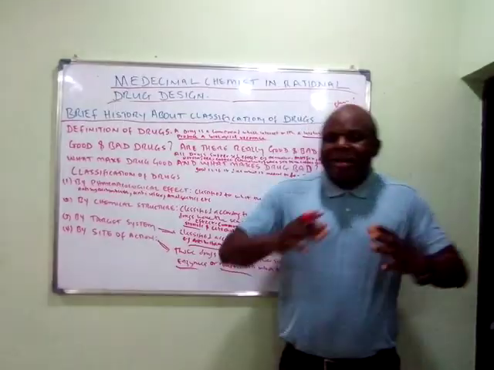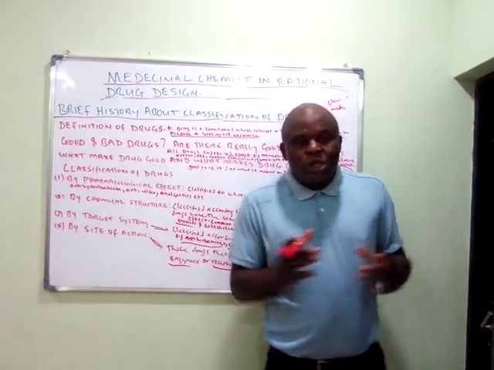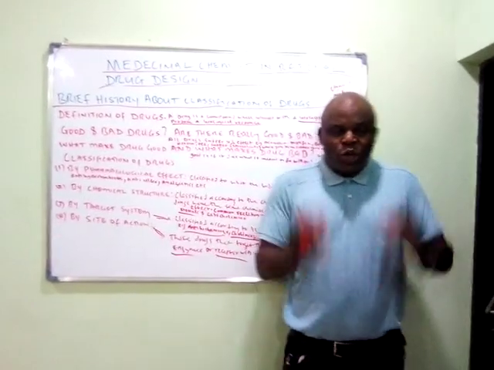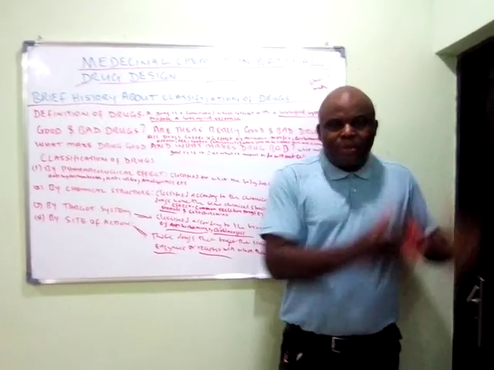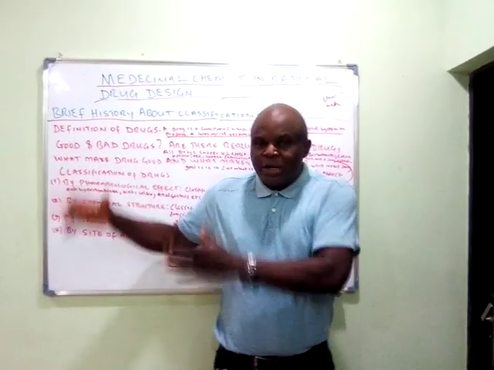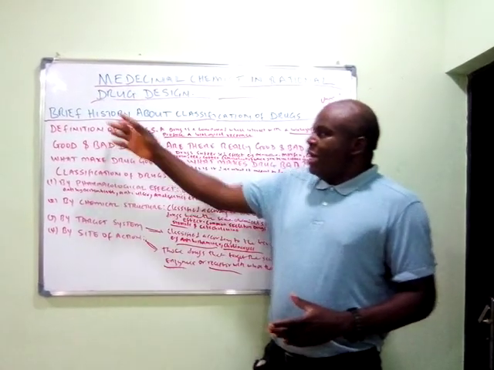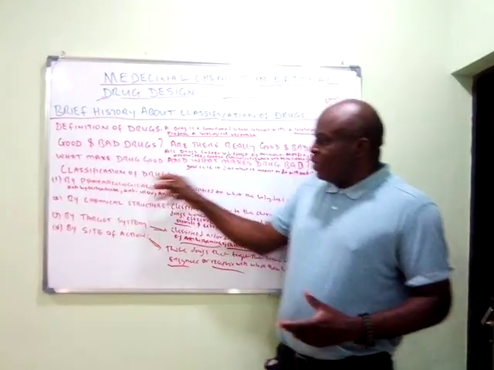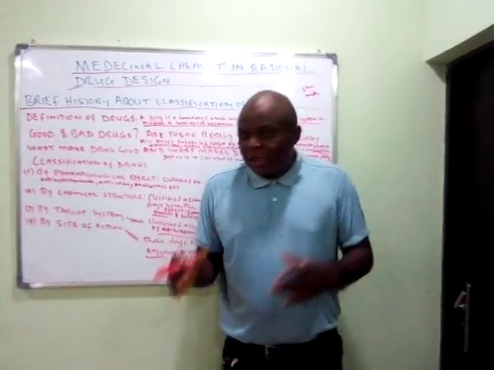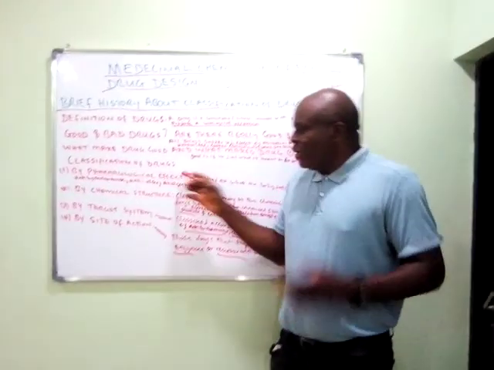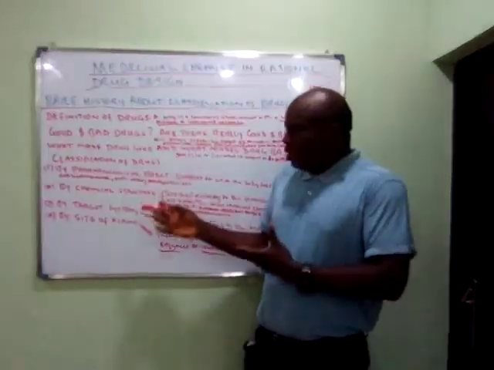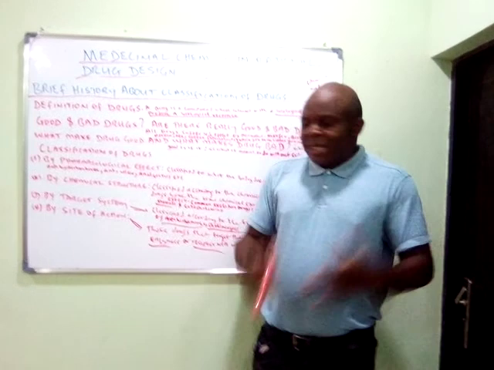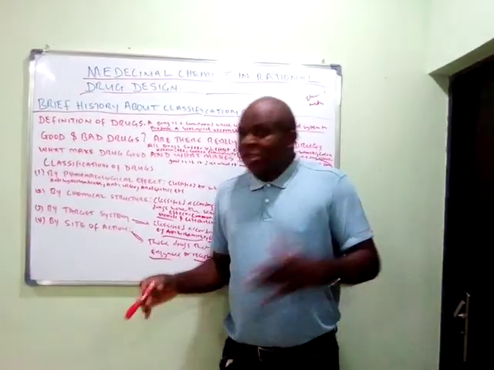Drugs are classified according to what the drug does. There are different classifications of drugs. We group them, like I just said, as anti-hypertensive, anti-ulcer, and all that. As I'm going to go through, you can see classification of drugs here, but in a nutshell, pharmacological effect of drugs is a classification of drugs. By chemical structure, it's a classification of drugs. By target system, it's a classification of drugs. And by site of action, it's a classification of drugs.